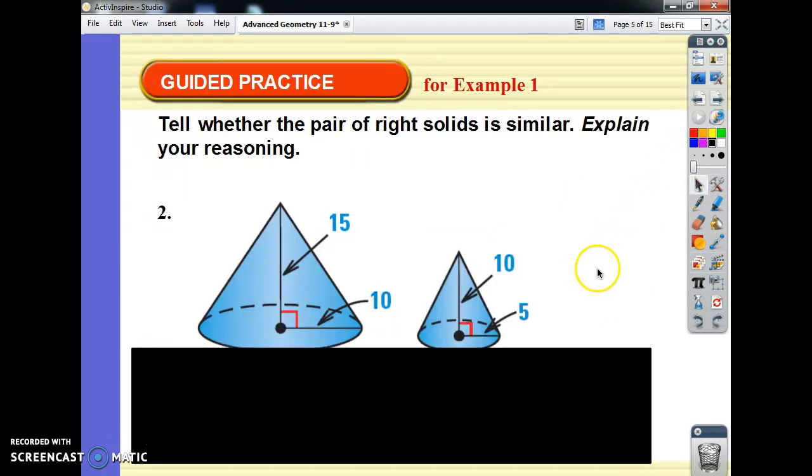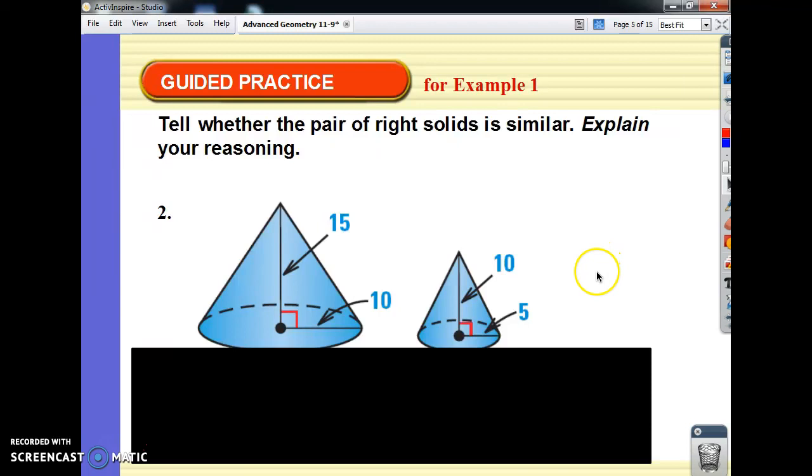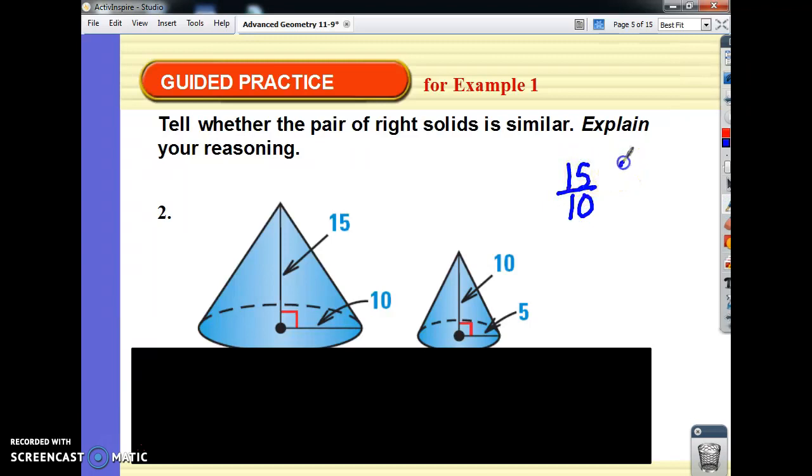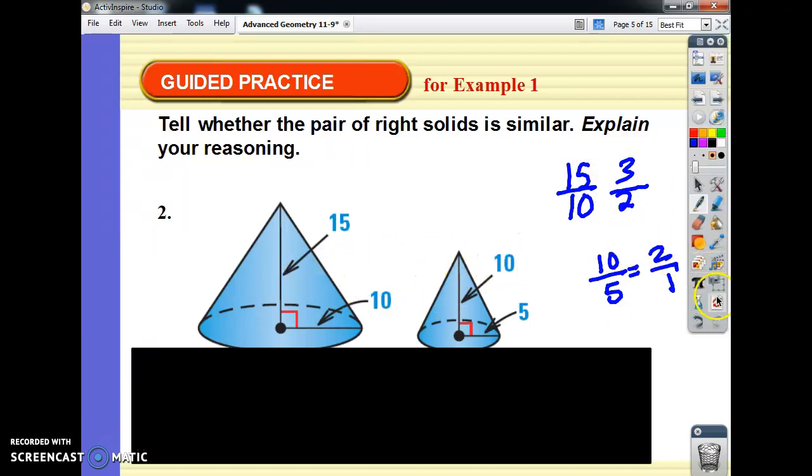All right, so looking at these two cones, tell whether the pair of right solids are similar. See if they're similar. Explain your reasoning. Okay, so this one has a height of 15 versus a height of 10. So 15 over 10 is going to reduce, 5 goes in there 3 times, 5 goes in there twice, to a 3:2 ratio. And 10 over 5 is actually going to reduce to a 2:1 ratio because 5 goes in here twice, 5 goes in here once. 3 over 2 and 2 over 1 are not the same ratios, therefore these are not similar solids. These are not similar cones.